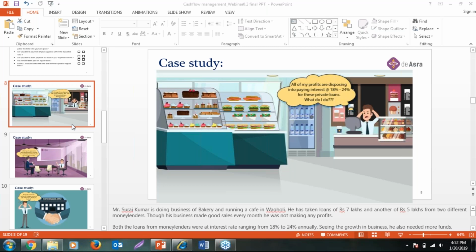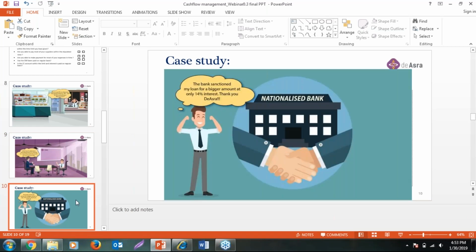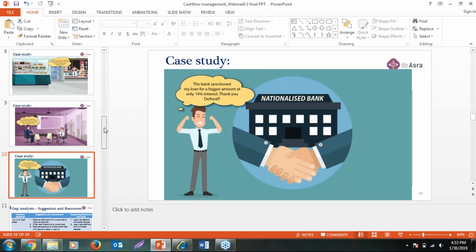You need to study from this. You need to learn from this, that there is a right source for your funds where you need to raise your funds. Try to avoid taking loans from money lenders, and avoid taking hand loans. So yes, he came to deAsra, as I said, and as per the advice, as per the consultation, he was really happy because his loan was sanctioned, that too for a bigger amount, and at a loan interest of 14 to 16%. So whatever profits he earned now could actually be seen.